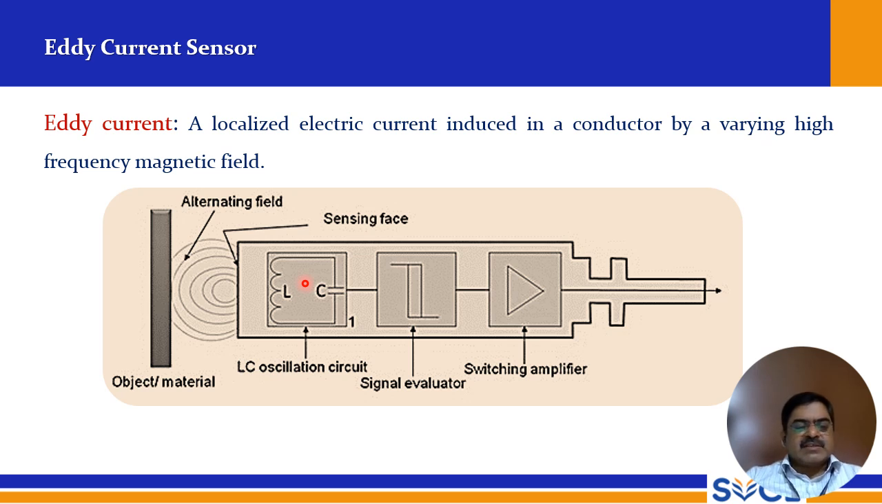So this selects the frequency, right? It selects the correct frequency, and then that is evaluated by a signal evaluator, and you have a switching amplifier. These are the three components which are used in constructing this eddy current sensor. The construction is very simple, only three elements, and it can recognize the conducting type materials. So essentially the target should be a conductor.